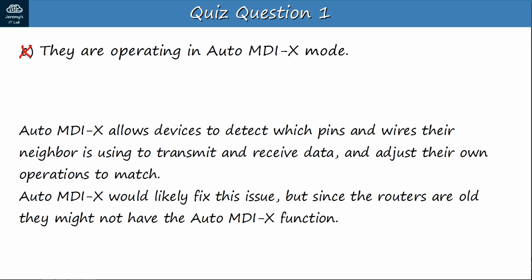Auto MDI-X allows devices to detect which pins and wires their neighbors are using to transmit and receive data, and adjust their own operations to match. Actually, auto MDI-X would likely fix this issue, but since the routers are old, they might not have the auto MDI-X function. So C, they are operating in auto MDI-X mode, is incorrect.